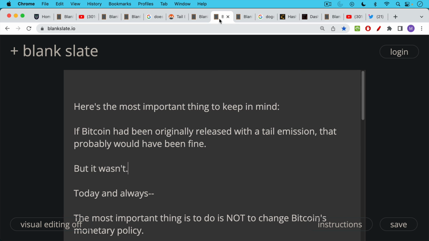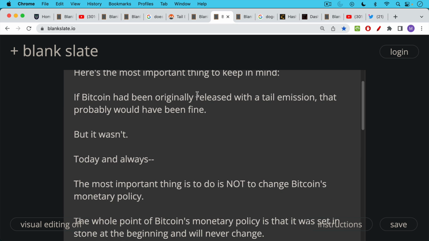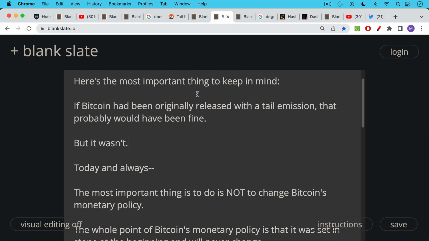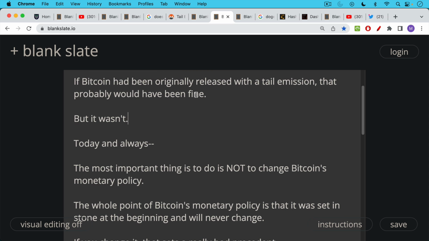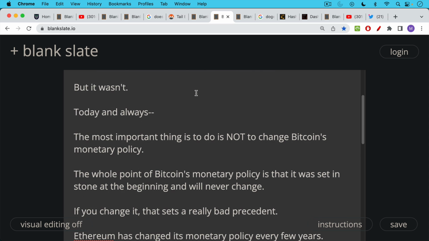Here's the most important thing to keep in mind. If Bitcoin had originally been released with a tail emission, I think that probably would have been okay, because at least the monetary policy would have been transparent and constant going forward. But it wasn't, and Satoshi chose not to include a tail emission, though it probably occurred to him. I would say that today and always going forward, the most important thing is just not to change Bitcoin's monetary policy. The whole point of Bitcoin's monetary policy is that it was set in stone at the beginning and it will never change. We have this 21 million coin cap.